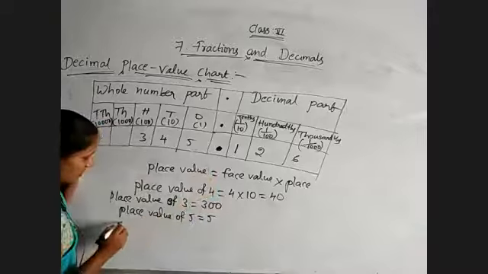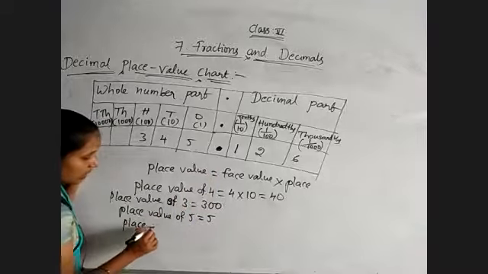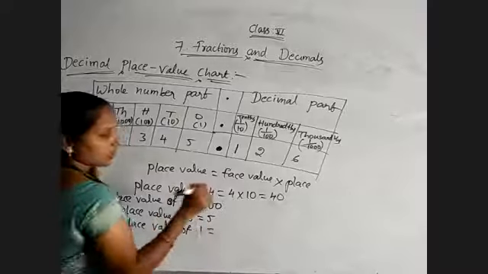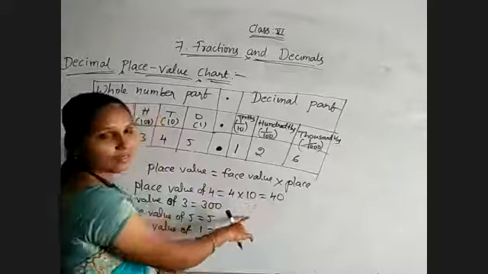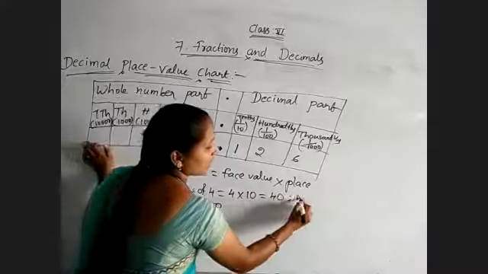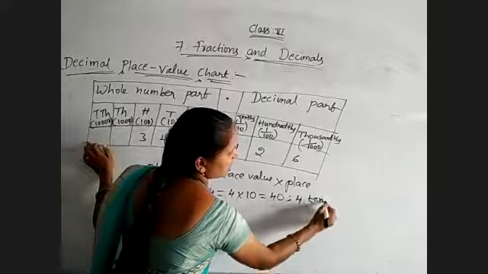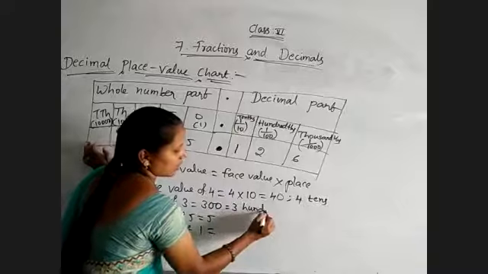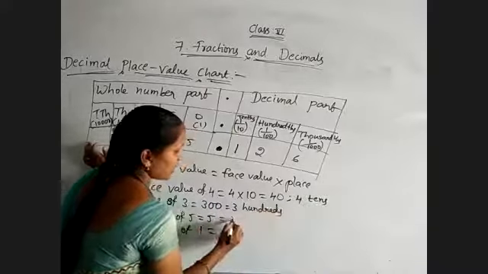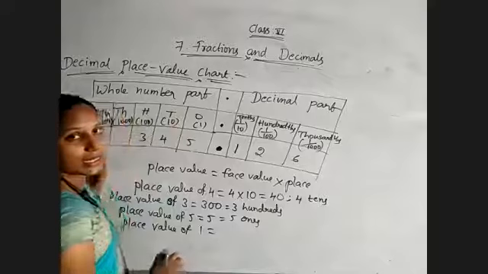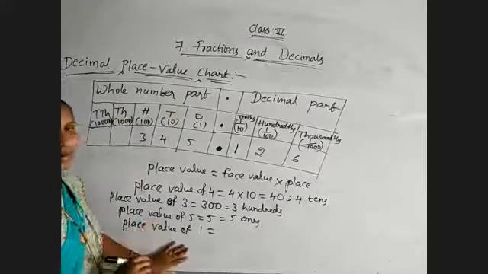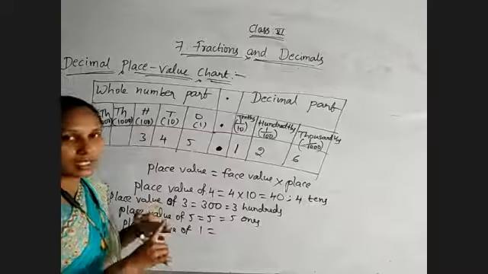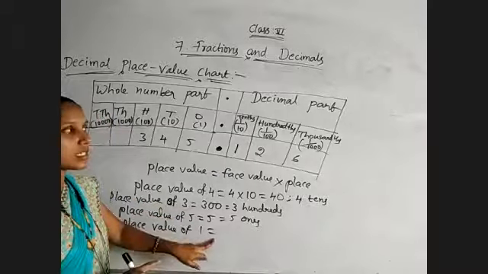Now coming to the decimal portion. See, this one as a number 40 we wrote, and in words we will write as 4 tens, and in words we will write as 3 hundreds, and it is 5 ones. Like this we will write in words. Coming to the decimal portion, we can write in 3 ways: as a word, otherwise as a fraction, as a decimal number. Just we will write first in words.